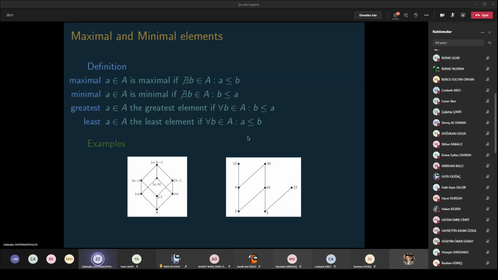In this case, it's also the greatest element, right? ABC is the greatest because ABC contains every other set. And also the empty set is the least element because it is contained in every other set. So the relation here for this example is inclusion.